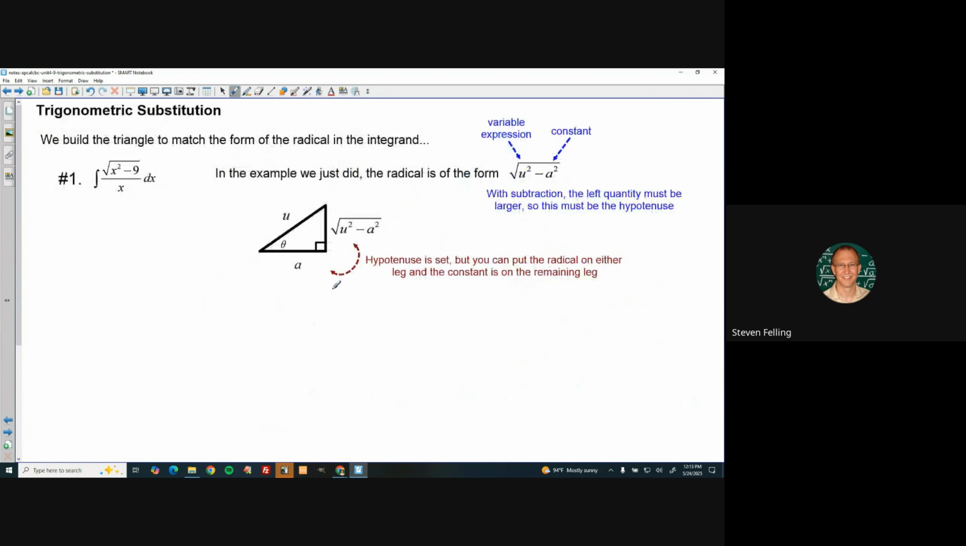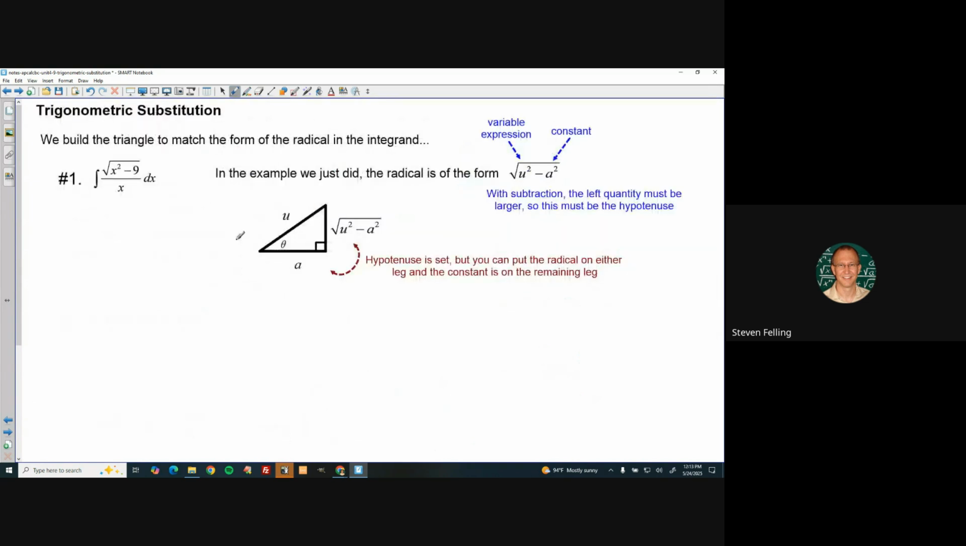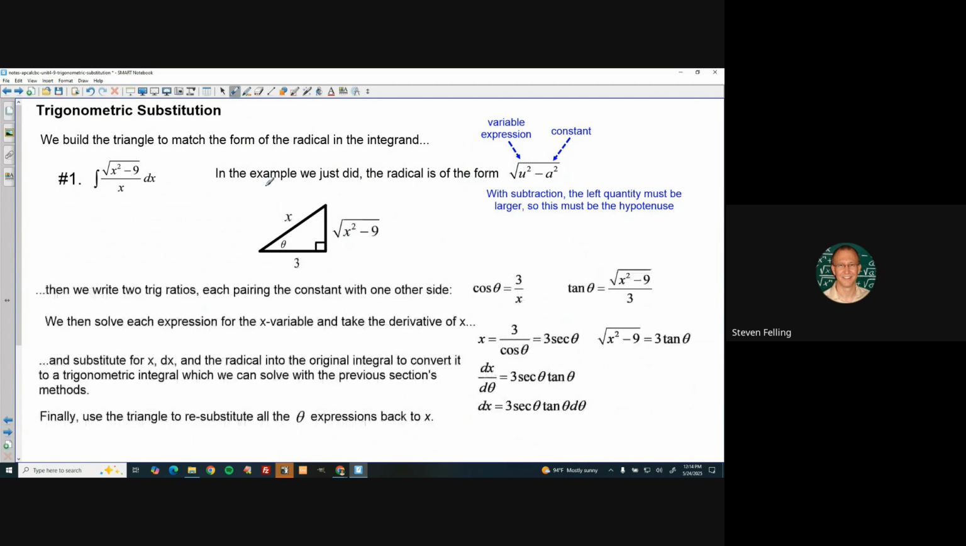All right, so we'll look at some specific examples, and you can always try pausing these. So did we just do that one? Yeah, we just did that one, so I don't need to do that one over again. But the reason we decided to put the radical on the leg here is because we had a minus sign. And that means that one of these sides is going to be the u, but this has to be larger than this side here, so it must be the hypotenuse. Okay, and this was the whole thing worked out.